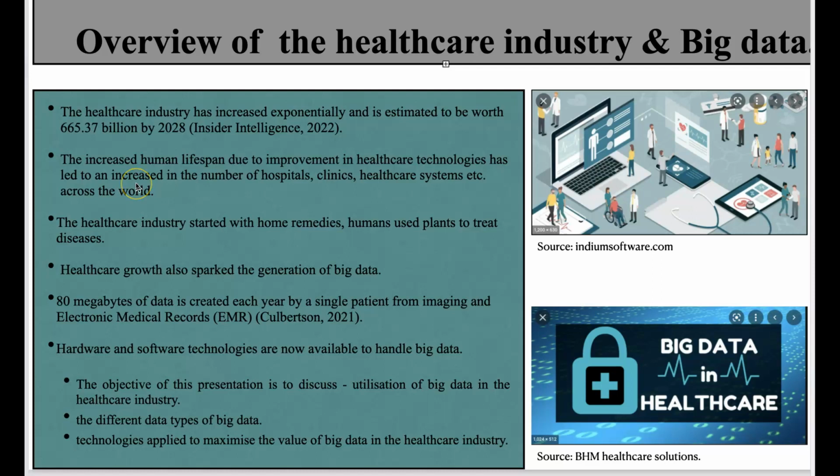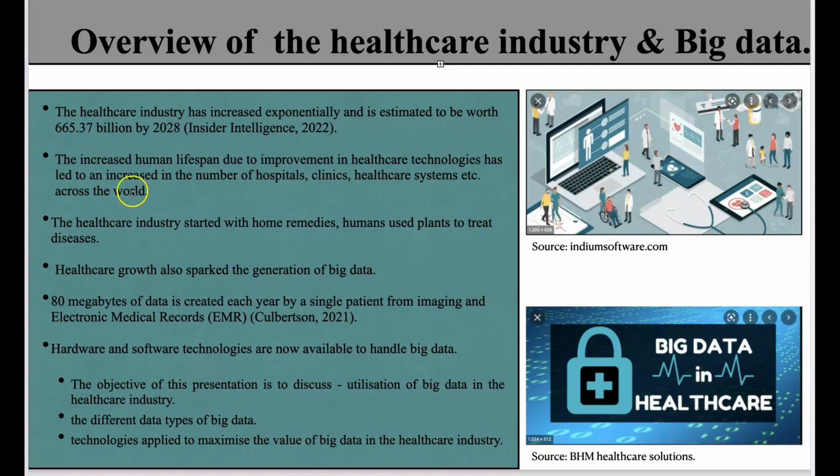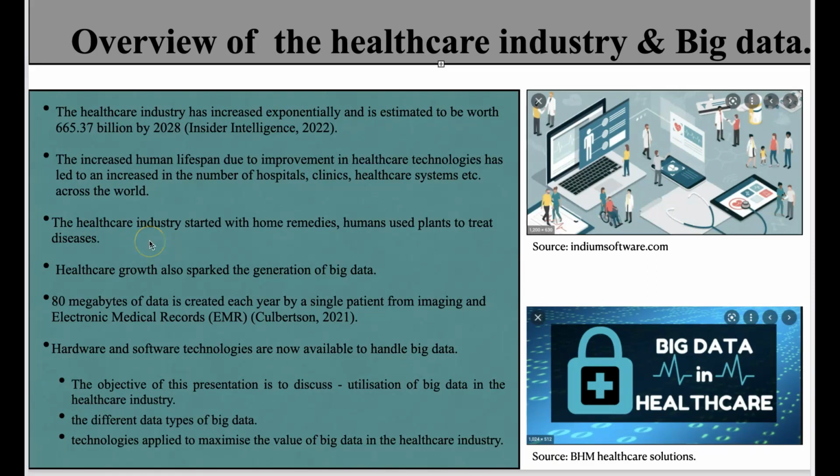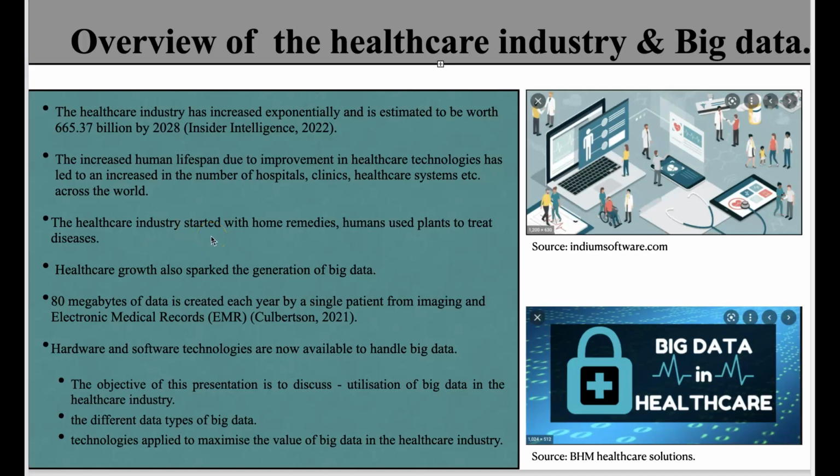Now, the healthcare industry actually started with home remedies. So humans were able to use plants to treat diseases, and the practice was documented and passed to the next generation. It was not until the 20th century that we had the therapeutic revolution, which was characterized by the development of medicines for peculiar diseases.